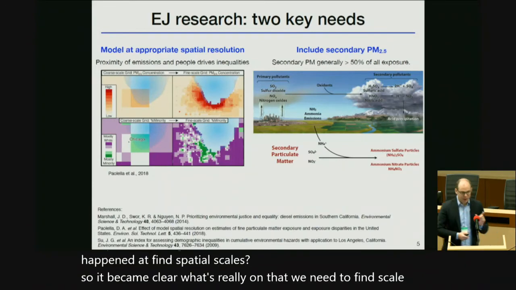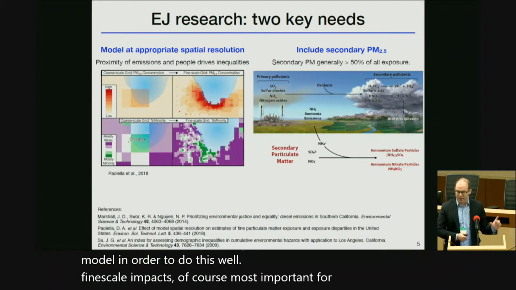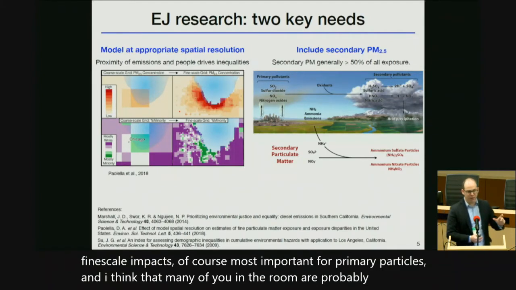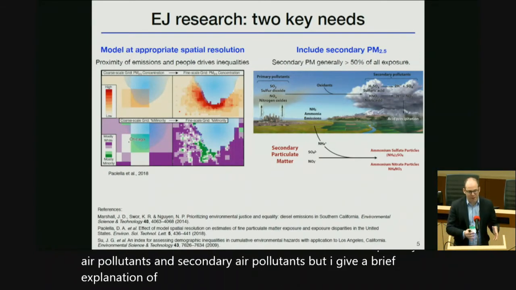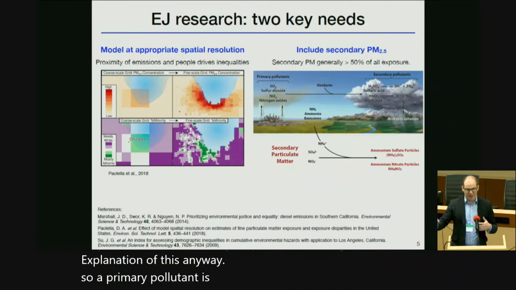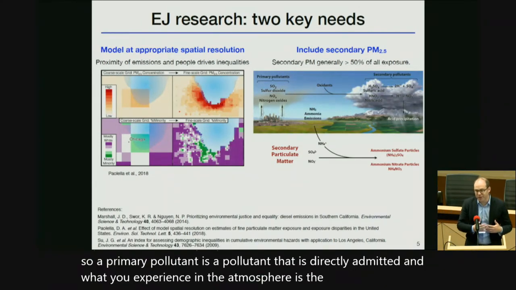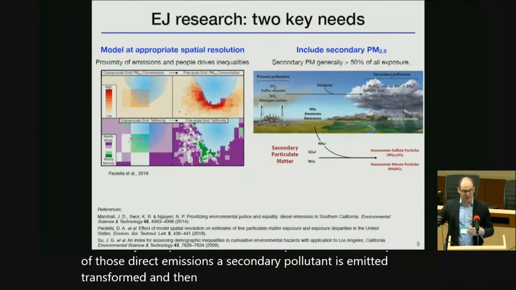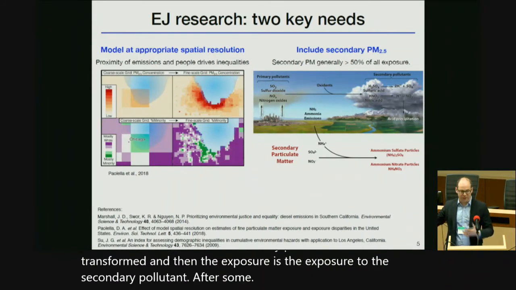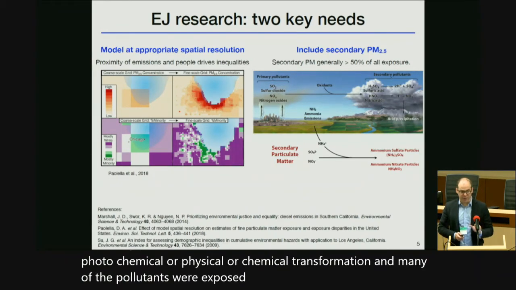Those fine scale impacts are, of course, most important for primary particles. Many of you in the room are probably aware of the distinction between primary air pollutants and secondary air pollutants, but I'll give a brief explanation anyway. A primary pollutant is a pollutant that is directly emitted, and what you experience in the atmosphere is the consequence of those direct emissions. A secondary pollutant is emitted, transformed, and then the exposure is to that secondary pollutant after some photochemical or physical or chemical transformation. Many of the pollutants we're exposed to that have important health effects are actually secondary pollutants, not primary pollutants.